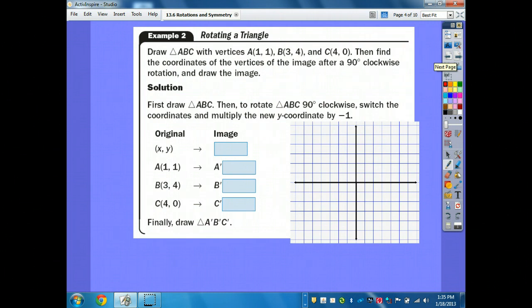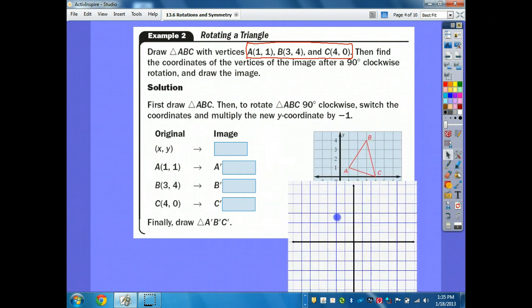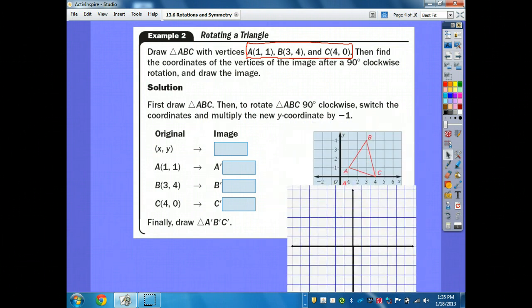First, on this example, draw your original triangle on the graph. Okay, when you have it, there's your original. It should look like that. What quadrant is it in? Quadrant 1. Okay, everyone had enough time to get that on?